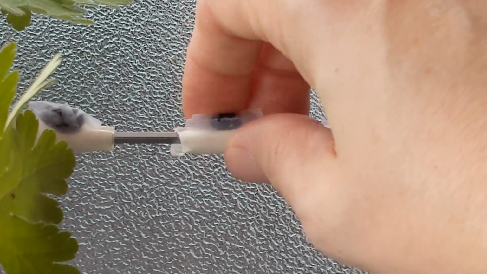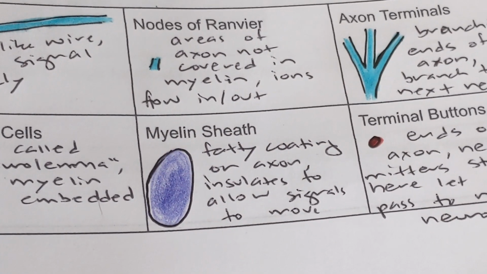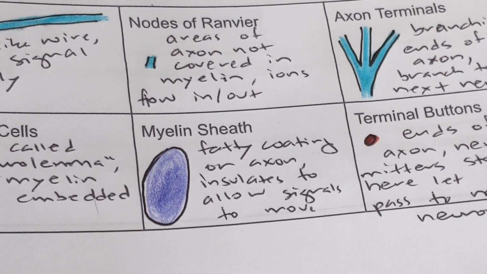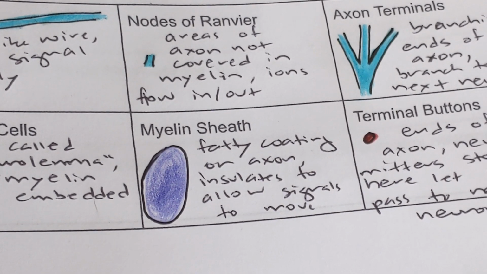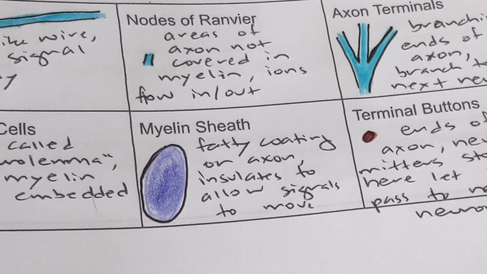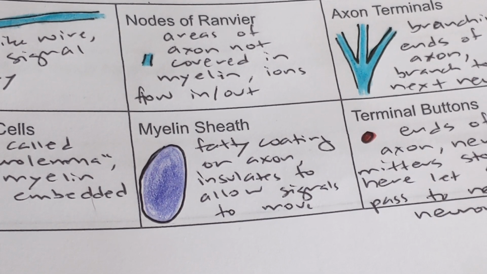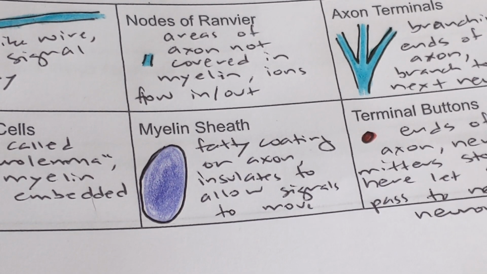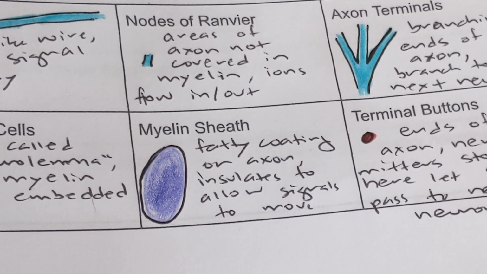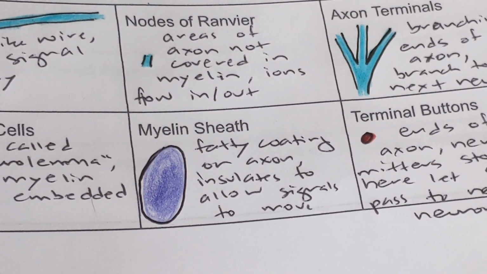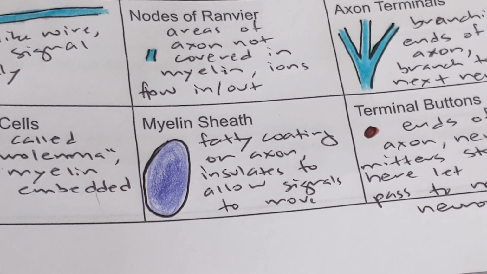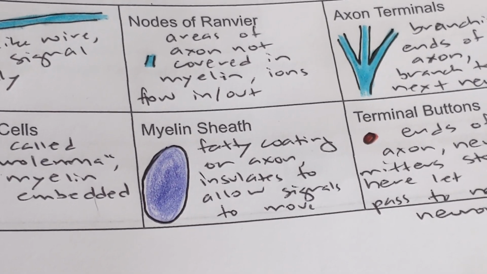So all this tape represents myelin. The myelin sheath is fatty. It's a coating on the axon, and just like wires need to have a coating on them, the axon needs to have a coating to increase its ability to transmit a signal quickly. So this insulates the axon so the signal can move more quickly. But where does the myelin come from?